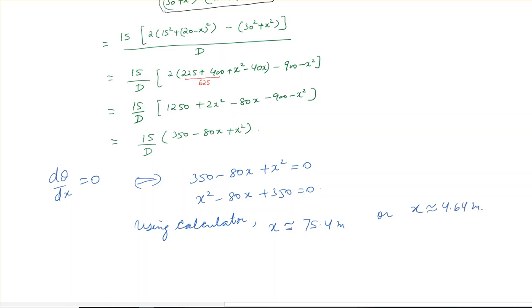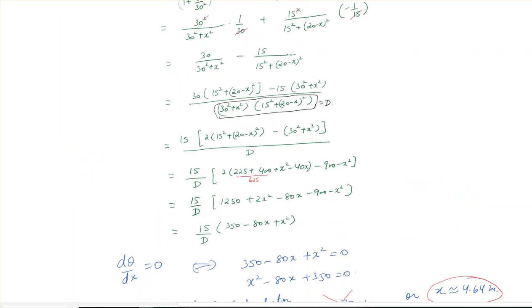Since we know that x cannot exceed 20, the first value is not possible in this problem. It cannot exceed 20 because the total length of the roof was 20. So x has to be less than 20, which means we will go with this value of x.